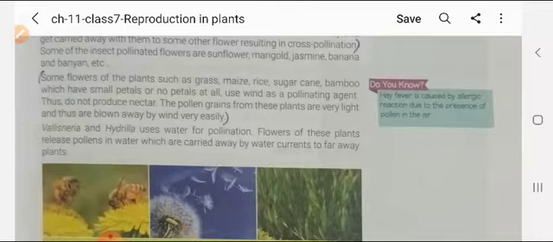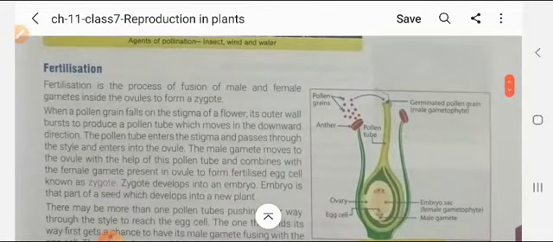Dear students, next comes the topic of fertilization. Fertilization is the process of fusion of male and female gametes inside the ovule to form a zygote. What does the process of fertilization mean? When the male gamete transfers to the female gamete and fuses inside it, that is, in the ovule, at that very moment the formation of the zygote starts. As soon as the male gamete enters the female gamete, the zygote begins to form.